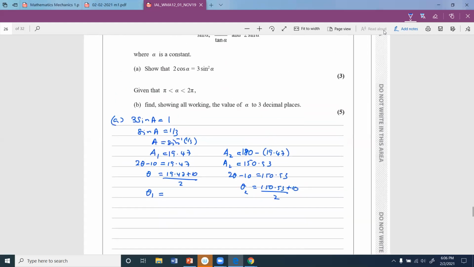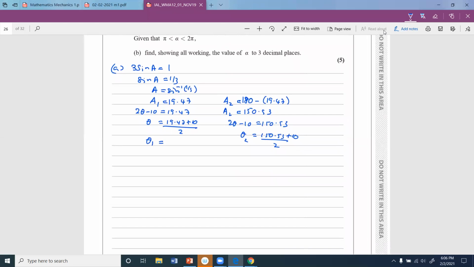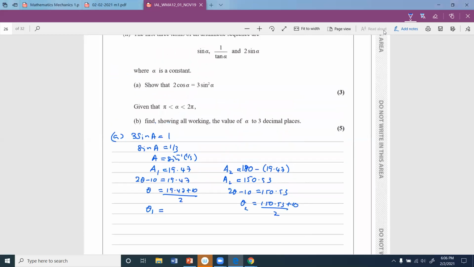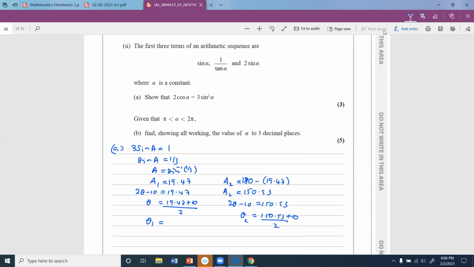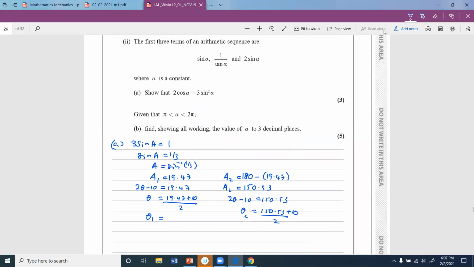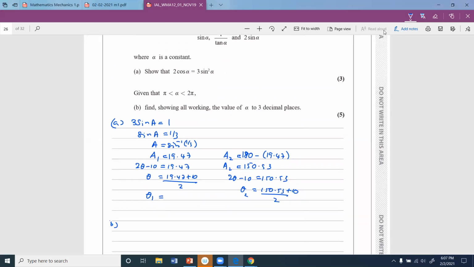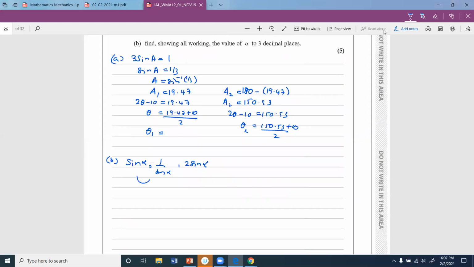Okay. Then, given that A is in between pi to 2 pi, part B, find the value to 3 decimal places. So let's see. The first 3 terms of an arithmetic sequence are sine alpha, 1 over tan alpha, and 2 sine alpha. Show that this holds. How do you get that answer? We know that if it is an arithmetic progression, the terms are sine alpha, 1 over tan alpha, and 2 sine alpha. Then the difference between the first two is similar to the difference between these two. That's a fact we have to use.